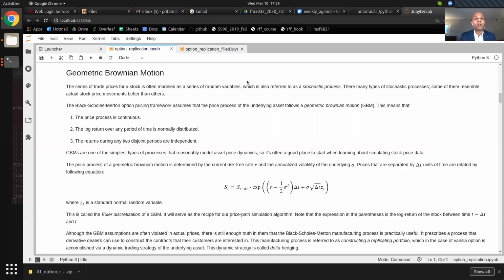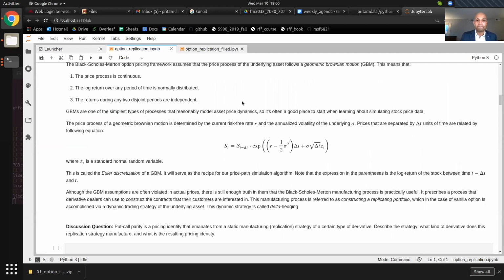It means 3 things. 1, the price process is continuous. 2, the log return over any period of time is normally distributed. And 3, the returns during any 2 disjoint periods of time are independent. And as it turns out, none of these is actually true or even close to true. But they're close enough to true for this to be a reasonable framework and for the process that it prescribes to actually be useful in the real world. Geometric Brownian motions are one of the simplest types of processes that reasonably model asset price dynamics.